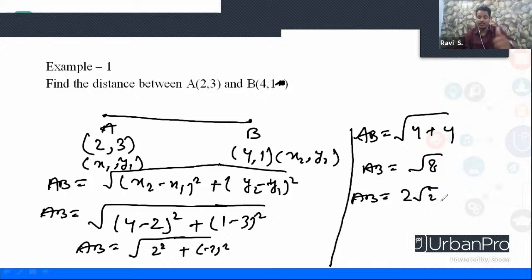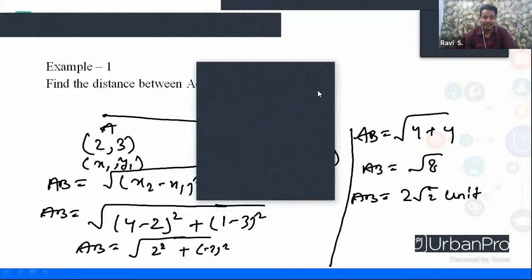Now what will we write here? Centimeter, meter? What will the unit be here, guys? You should only write here unit, not centimeter, meter, or kilometer. Okay, good.